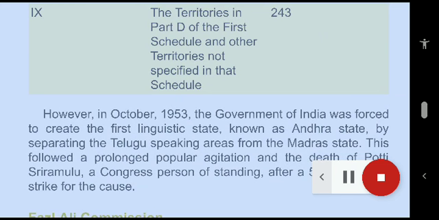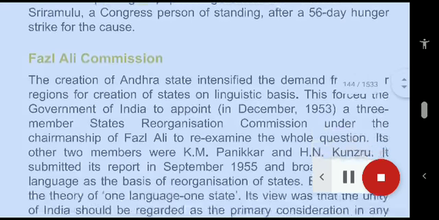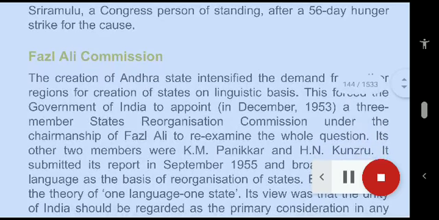However, in October 1953, the government of India was forced to create the first linguistic state, known as Andhra state, by separating the Telugu-speaking areas from the Madras state. This followed a prolonged popular agitation and the death of Potti Shriramulu, a congressperson of standing, after a 56-day hunger strike for the cause. Fazal Ali Commission.